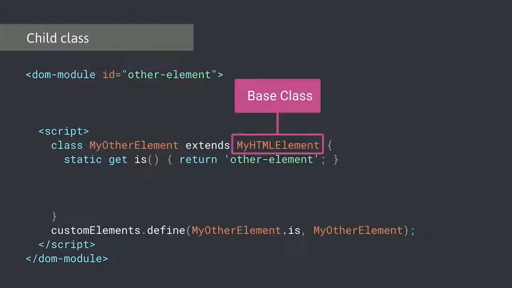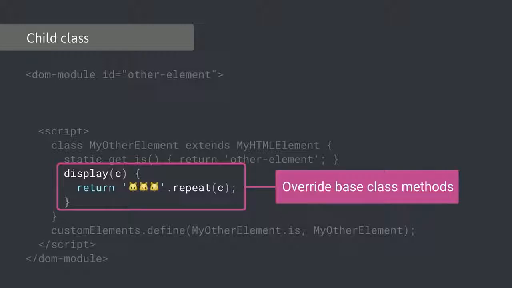So maybe I don't want to show balloons every time. Maybe I want to show cats, three times as many, because obviously I want more cats than balloons. And that's really easy, because it's just a normal class extension. I'm just going to update what that display function does, so this particular child is just going to display a lot of cats.